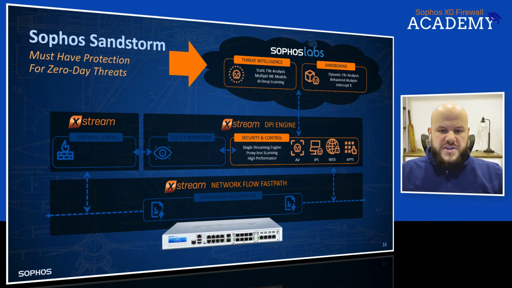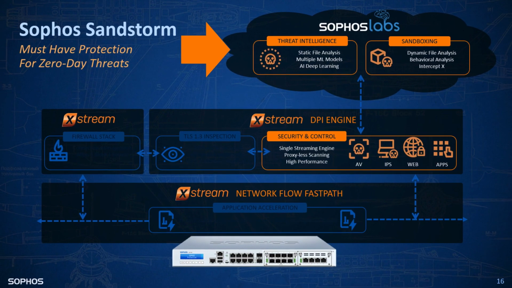Now, we cover the deep packet inspection engine in more depth in another session of this series, but note that one of the benefits of the DPI engine is the integration of all the security and control needed to protect the network and enforce policies. You have gateway antivirus scanning, IPS, web protection, and application control in a single streaming engine, making it efficient and effective, with overall great performance.